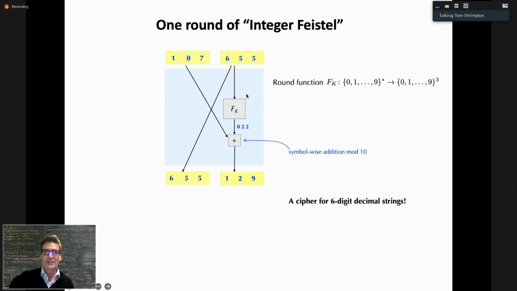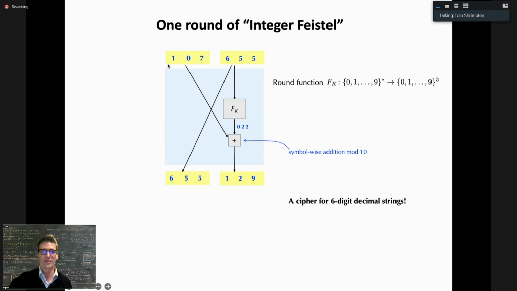The round function here obviously needs to map from decimal strings of some length, and in this case, it needs to map them down to three-digit decimal strings. So here's an example. You take the right half, of course, and you copy it down to the left half. And then you take the left half and you do the symbol-wise addition mod 10 with the string here.